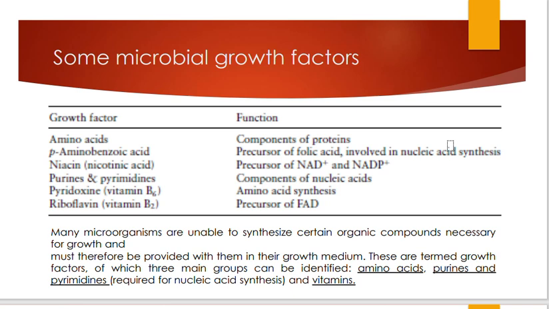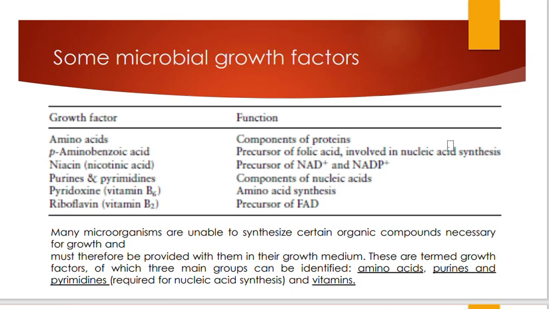Okay, so what else? We also have para-aminobenzoic acid, which functions as a precursor of folic acid, which is involved in nucleic acid synthesis. So what is the precursor or pre-requirement for your folic acid? That is the para-aminobenzoic acid. We also have another growth factor, which is niacin or nicotinic acid. Okay, so that is a precursor of NADP plus as well as NAD plus.